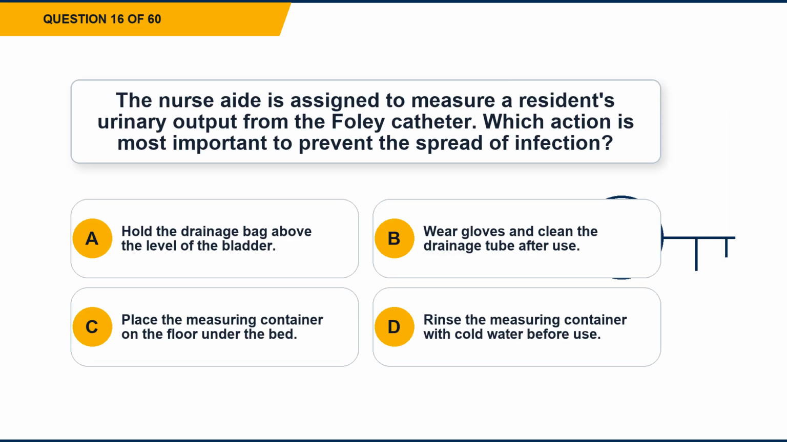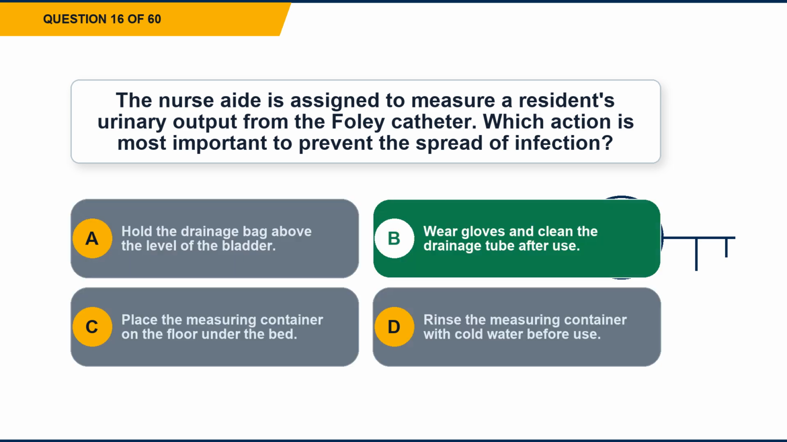Question 16. The nurse aide is assigned to measure a resident's urinary output from the Foley catheter. Which action is most important to prevent the spread of infection? Option A: hold the drainage bag above the level of the bladder. Option B: wear gloves and clean the drainage tube after use. Option C: place the measuring container on the floor under the bed. Option D: rinse the measuring container with cold water before use.